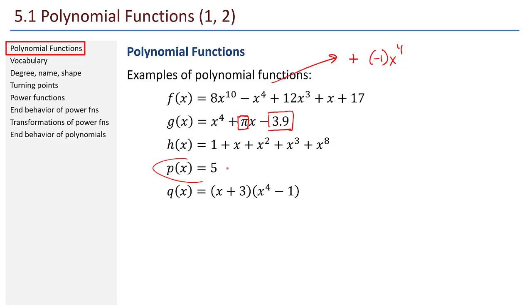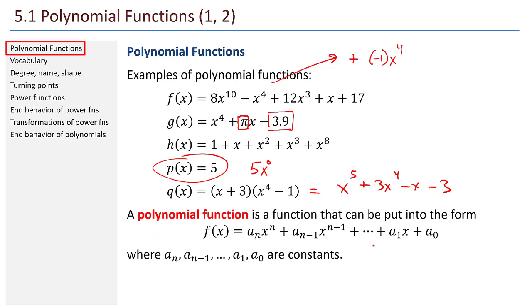And this is a little strange. The p of x, that actually, p of x equals 5, that actually is a polynomial function. Maybe we could think of it as 5 times x to the 0 if you really wanted to. This last one, how about q? Well, I can multiply that out and I get x to the 5th plus 3x to the 4 minus x minus 3. And so there we see more typically the form of a polynomial like you would expect.